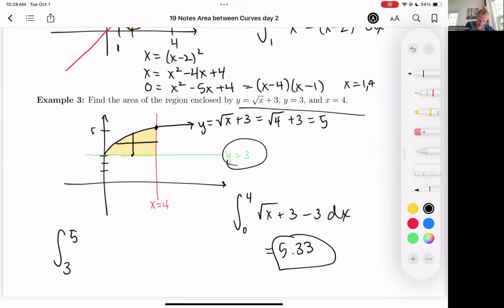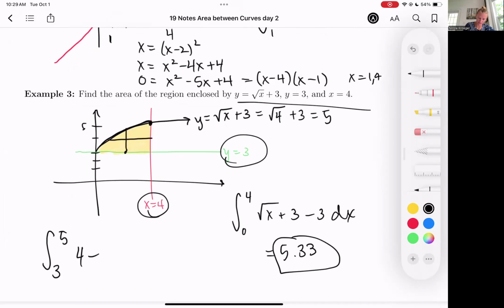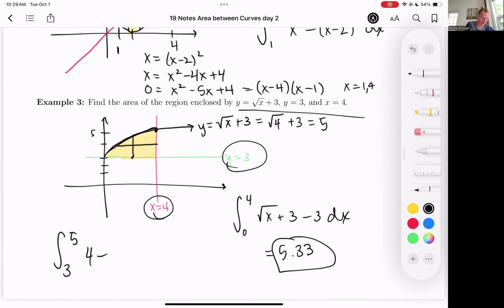Then we're going to do right minus left. My right function is just 4. My left function is the square root function. But again, we have to solve that for y. So I'm going to have y minus 3 is root x. So (y minus 3) squared is x. So minus (y minus 3) squared dy. This is a little bit messier to anti-differentiate, but our answer should end up being the same.